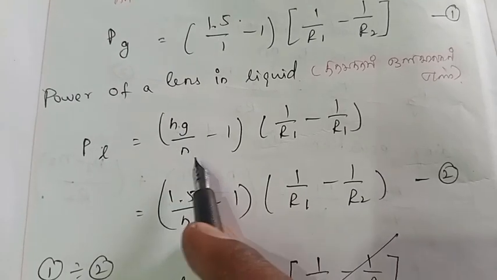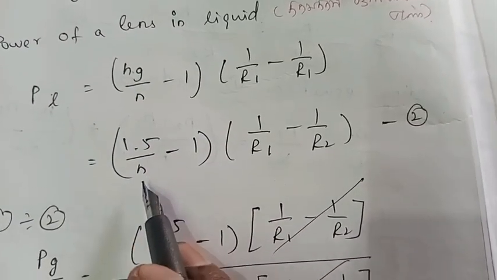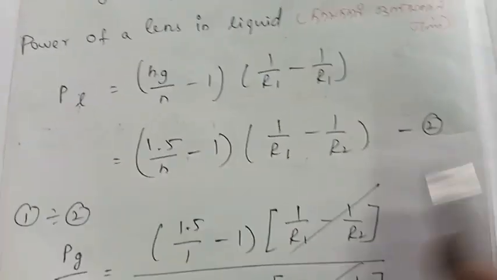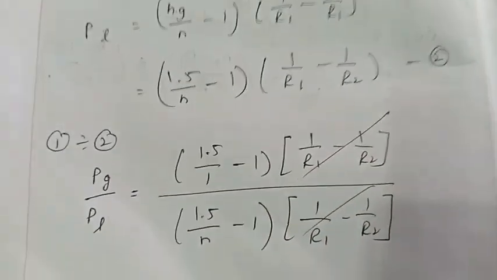So Ng divided by N minus 1, 1 by R1 minus 1 by R2. So for glass we have the value 1.5 divided by N minus 1 into 1 by R1 minus 1 by R2, equation number 2. So 1 divided by 2, we have air, glass and liquid. So just divide 1 by 2. Both equations cancel, so only this term exists. So very simple mathematics solution.